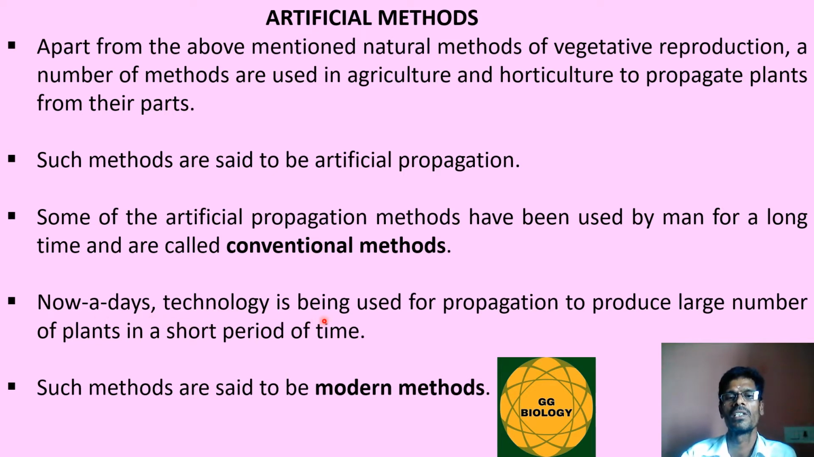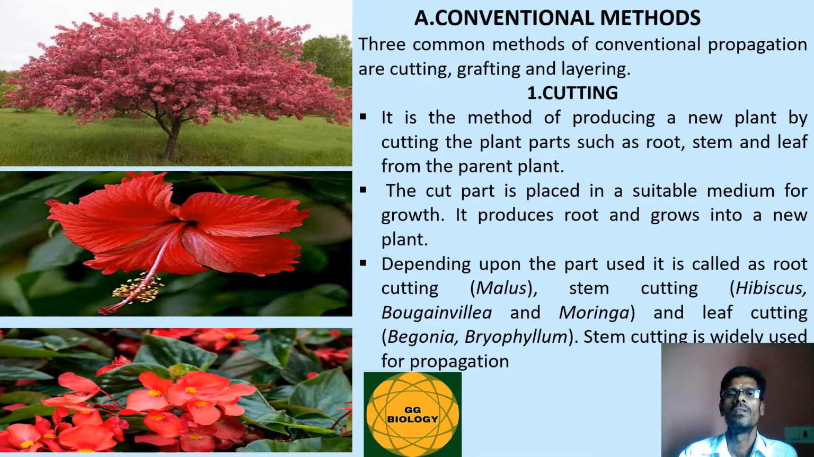Nowadays, technology is being used for propagation to produce a large number of plants in a shorter period of time. Such methods are called modern methods. So we can broadly divide these artificial methods into two types: conventional methods and modern methods. Let's start with conventional methods. There are three common methods of conventional propagation, namely cutting, grafting as well as layering. So the first one is cutting.